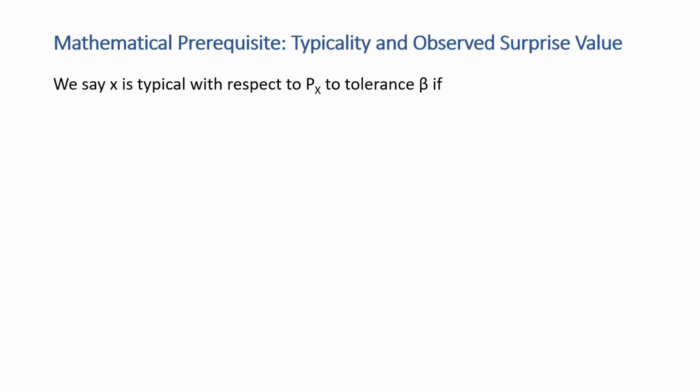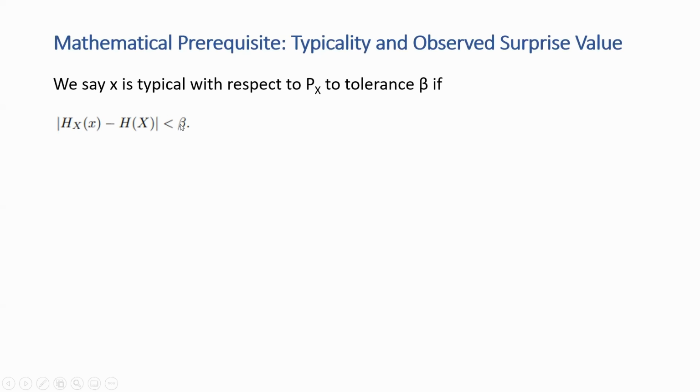Now it's time to understand the formula of typical. Previously, I showed you the mathematical formula of observed surprise value because it was a prerequisite to the typicality formula, because the typicality formula contains the observed surprise value. So there was a need to understand what observed surprise value actually is. So here's the formula of typical. X is typical with respect to probability distribution P to tolerance beta if.